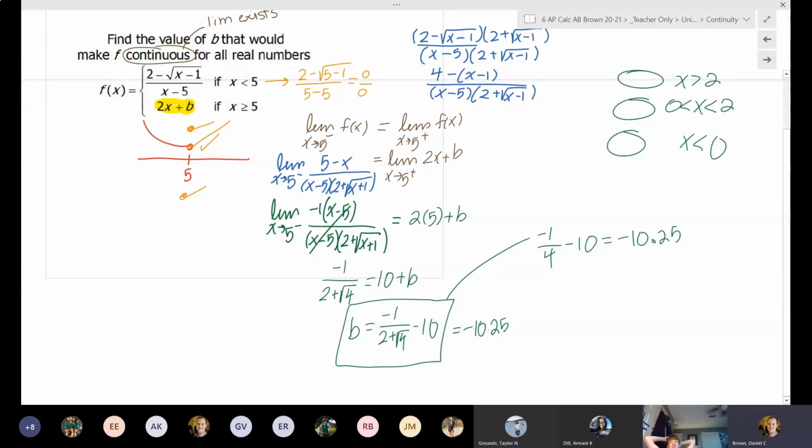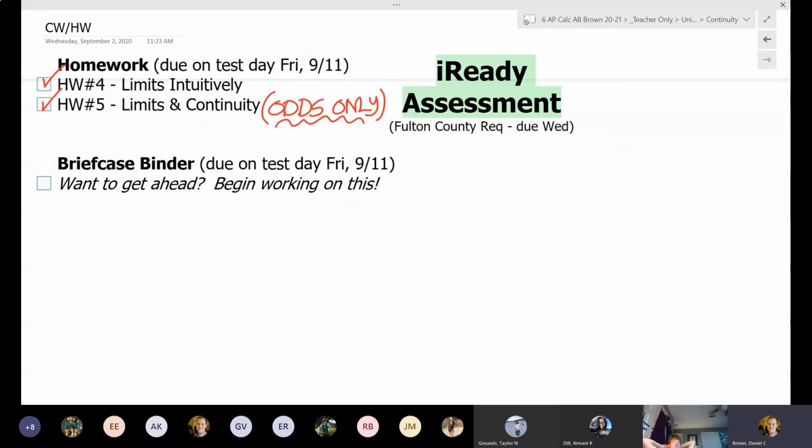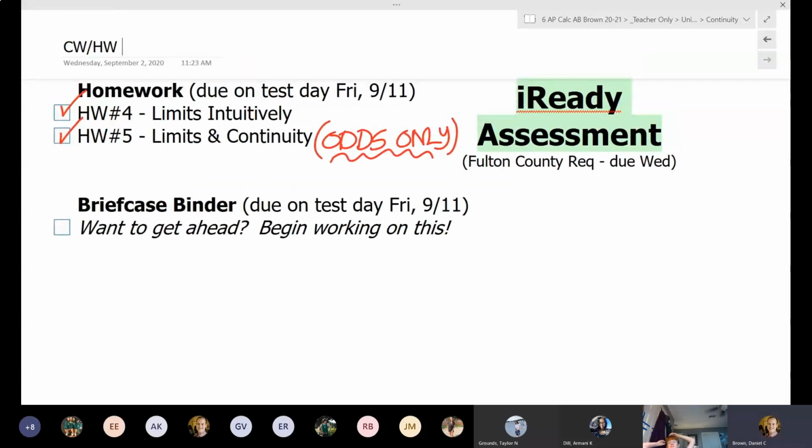So your homework, again, I do want you to enjoy your long weekend. I think you deserve it. Your test is next week. And the homework I'm really only assigning is homework 4 and homework 5. We have the limits intuitively and then the limits and continuity. They are due on the day of your test, which is going to be on Friday.